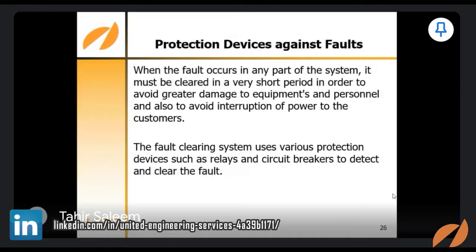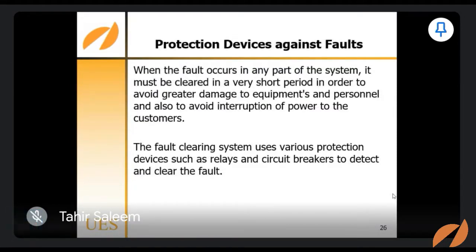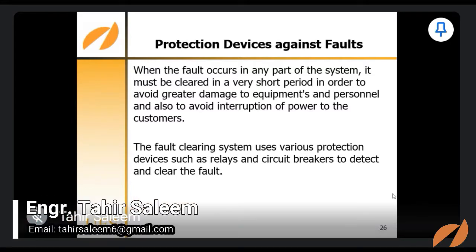When a fault occurs in any part of the system, it must be cleared in a very short period in order to avoid greater damage to equipment and personnel. The fault clearing time is normally taken as 0.1 or 0.2 second. So you have to be very careful about the location of the fault, the quantity of the fault current and your protection system. Their time inverse curve will determine their protection timings.